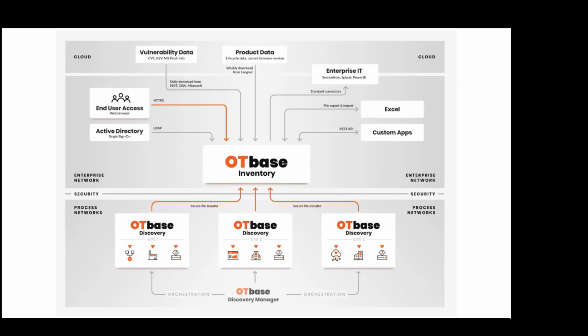Your discovery happens in your process network, and discovery is just an autonomous Windows service. This is a decentralized architecture. It runs every 24 hours, encapsulates your asset information, and passes that up to OT Base Inventory. This is an on-premise solution. Once all that information reaches OT Base Inventory, we contextualize it with vulnerability and product lifecycle information. If you have other assets in Excel spreadsheets, you can import them. And we integrate with third parties, as well as direct connectors for Splunk, Power BI, and ServiceNow.